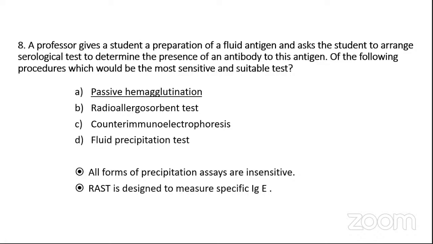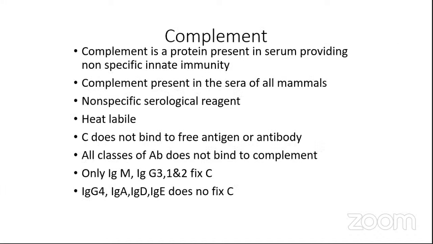Allergosorbent, which I have already told you. So with that, we finish the antigen antibody reactions and come to the complement. So what is this complement? Complement is a part of the innate immune system. Innate means which will be present since birth in an individual. And it is a protein present in the serum which provides non-specific innate immunity.